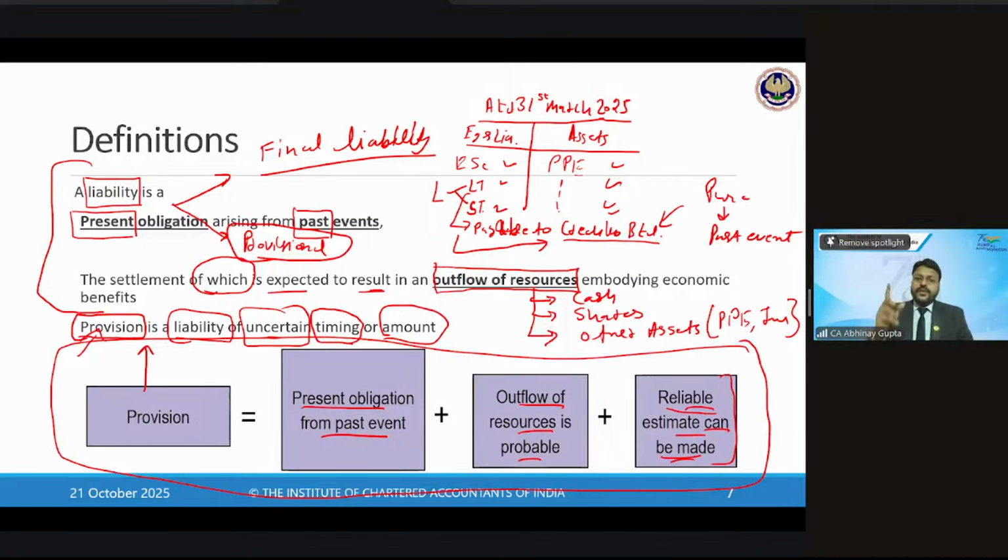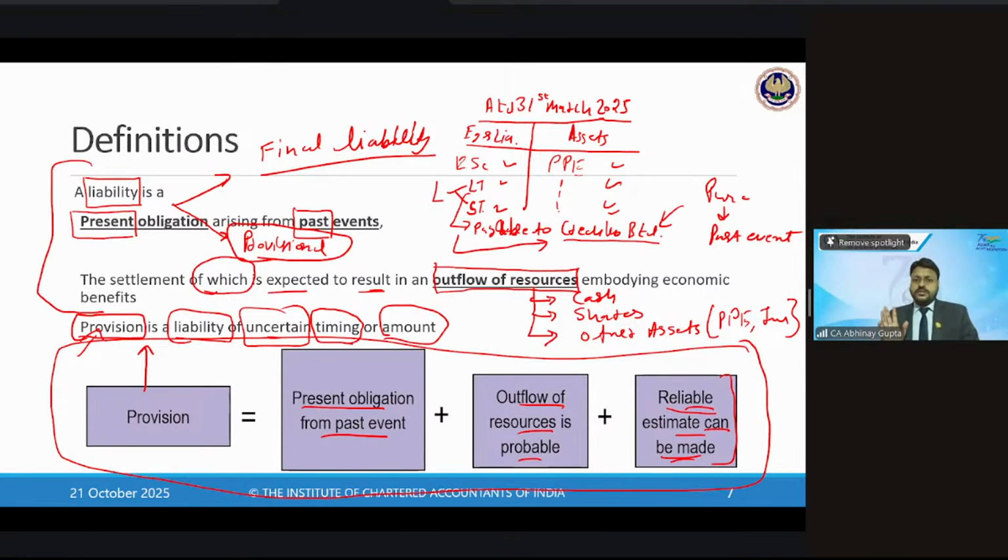Number one, whether there is any present obligation on the part of the company. When I say present obligation, it means if the company loses this case, then there is a clear-cut liability. But because the outcome has not yet arisen, what are the chances?